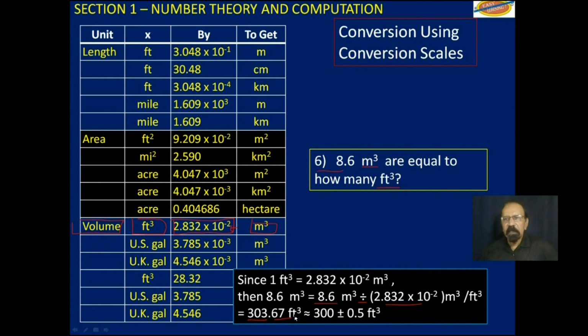303.67 cubic feet. As it relates to significant figures, this has 2 significant figures. This has 4 significant figures. Our answer cannot have more significant figures than the factor with the least number of significant figures, which is 2. So we are going to have to round off here. So that will give us 300. And since we are rounding off at the tens position, we will take half of the tens position, which is actually 5, not 0.5, 5 cubic feet.